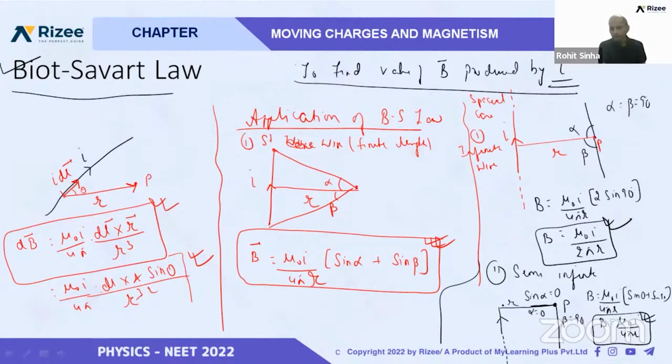If the point is on one end like this, then this is the formula of magnetic field for a semi-infinite wire. And this is a very important formula. You remember this, many times you will get this. Okay, now let us see further. This was Biot Savart Law, and we have studied the application part also.